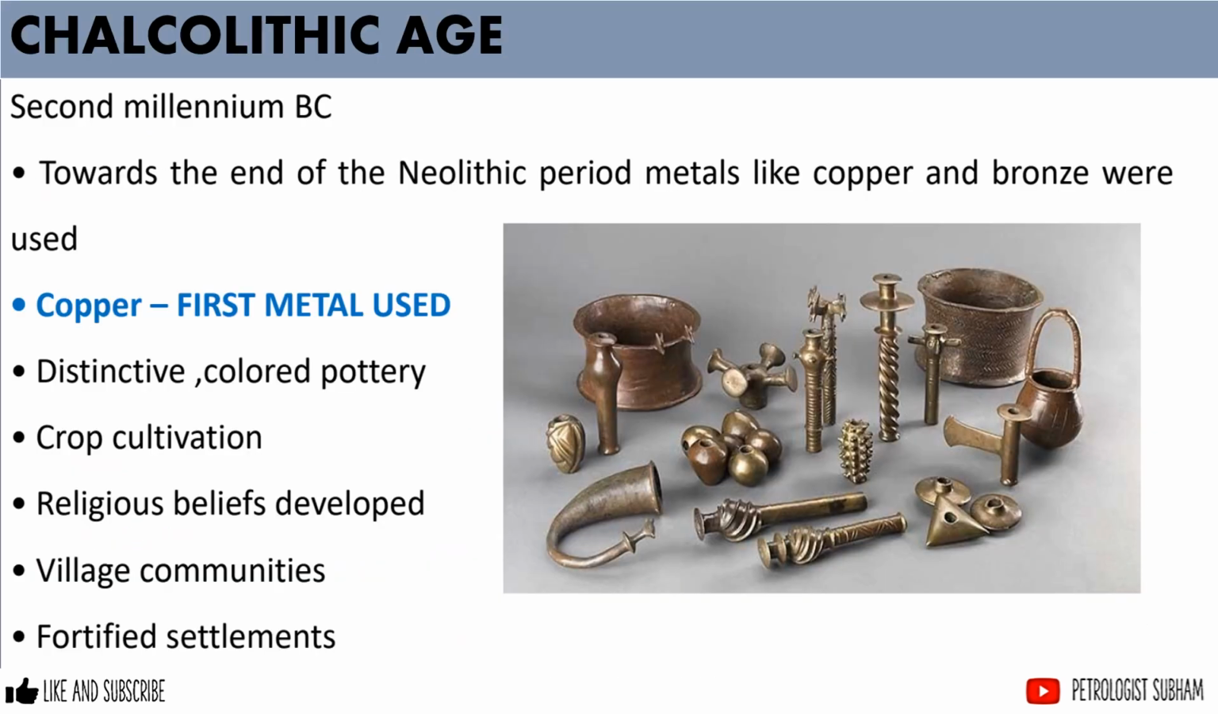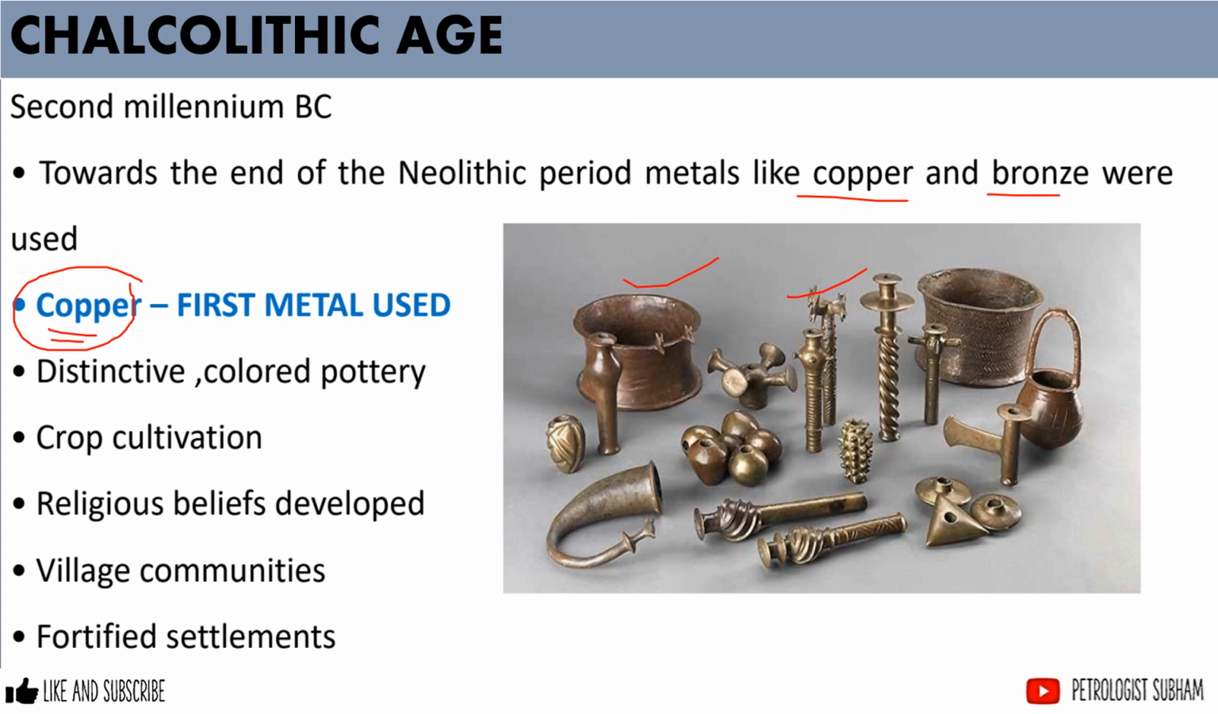Chalcolithic age. Towards the end of the Neolithic period, metals like copper and bronze were used. So for the first time, metals like copper and bronze started to appear at the end of the Neolithic and the start of the Chalcolithic. That's why the Chalcolithic age gets its name from copper. Geologists must know that there are ores like chalcopyrite, which are based on copper. Important: the first metal used was copper.